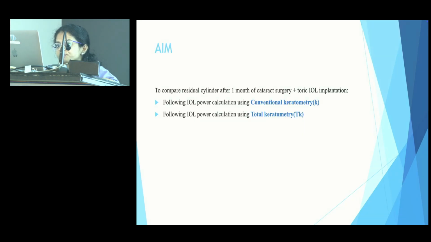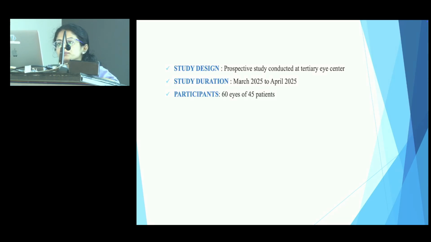So the aim of the study is to compare the residual cylinder after 1 month of cataract surgery with toric IOL implantation following IOL power calculation using conventional keratometry and total keratometry. This is a prospective study conducted at a tertiary eye center. The study duration was 1 month and we conducted the study on 60 eyes of 45 patients.